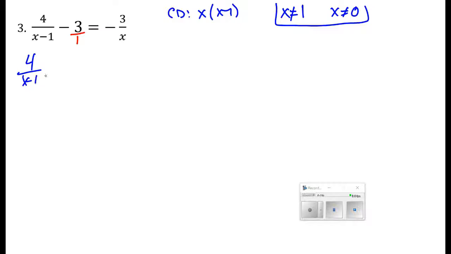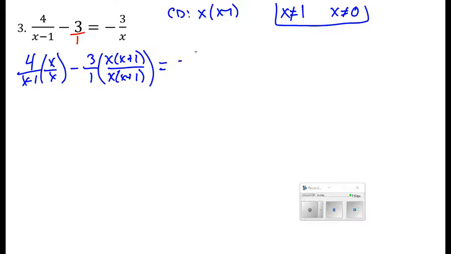So this first expression is missing a factor of x. This second expression is missing both factors, so it needs an x times x minus 1 over x times x minus 1, equals negative 3. I'm going to move that negative 3 up with the negative 3 over x, and it needs a factor of x minus 1.